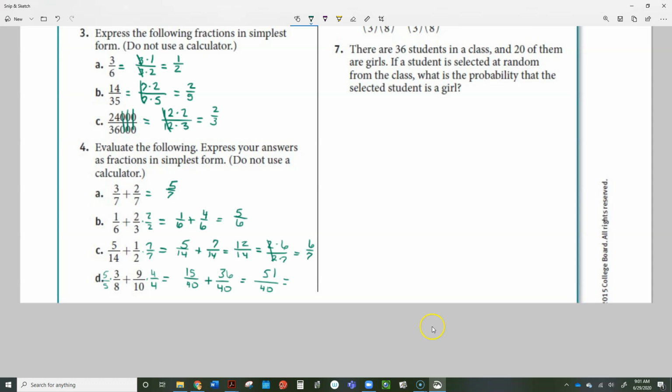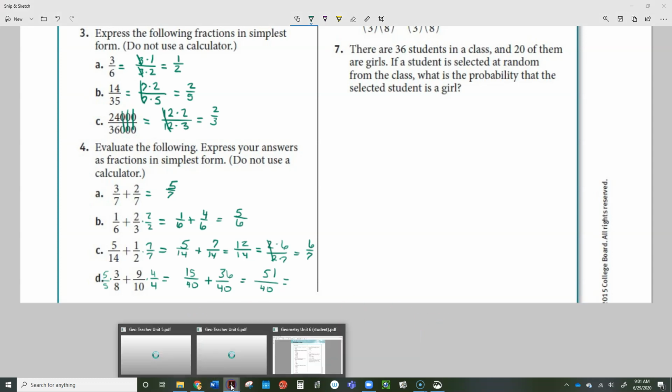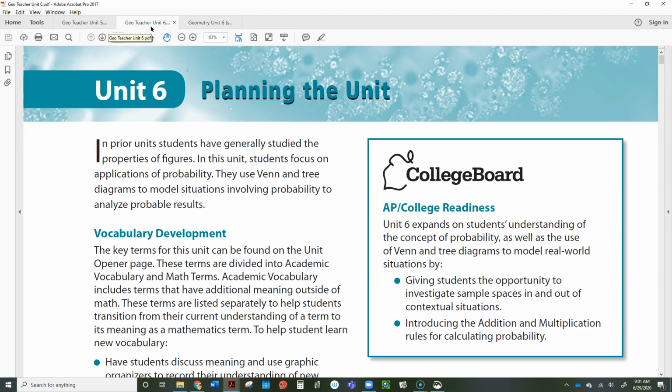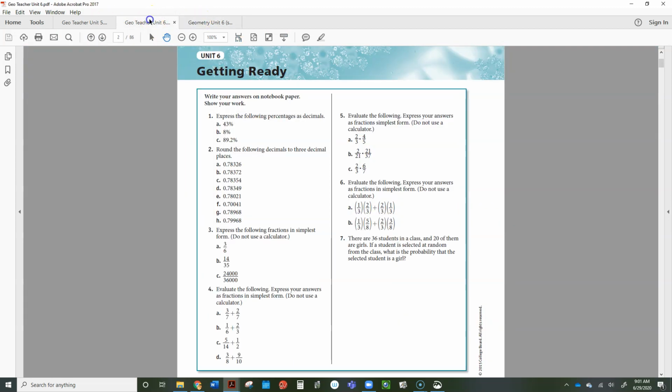I could check the answer key real quick. Let's go over here and see. What page am I on?